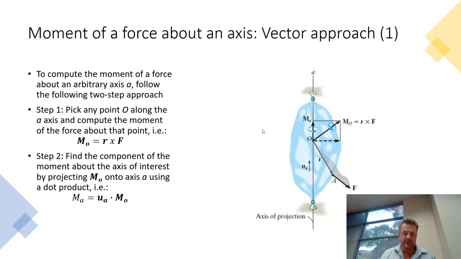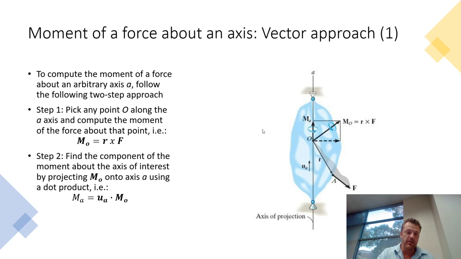So just so no one is confused, when you were computing the moment about a point, that position vector had to start at that point, and it could go anywhere along the line of action of that force. When you're computing the moment about an axis instead, you now can pick any point along that axis to be your reference point. So you have another degree of freedom. If you're computing the moment of a force about an axis, pick any point on the axis to start at, and then draw your position vector to any point along the line of action of the force.